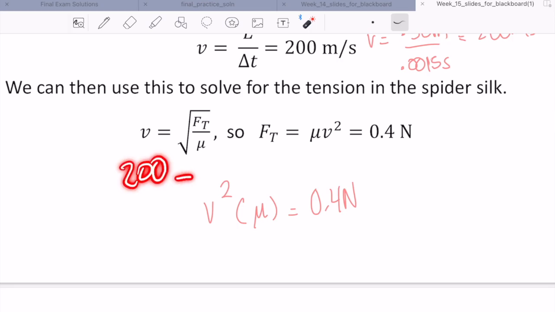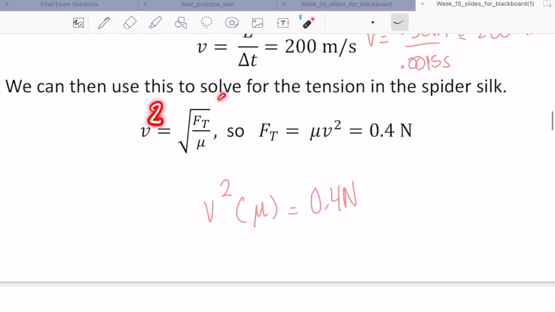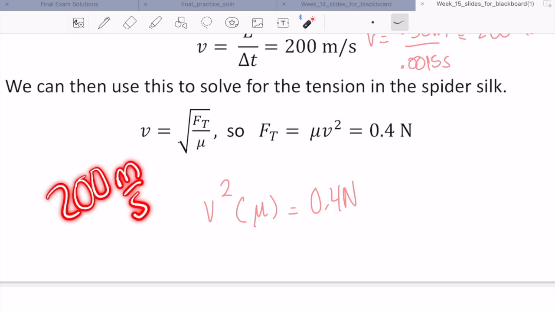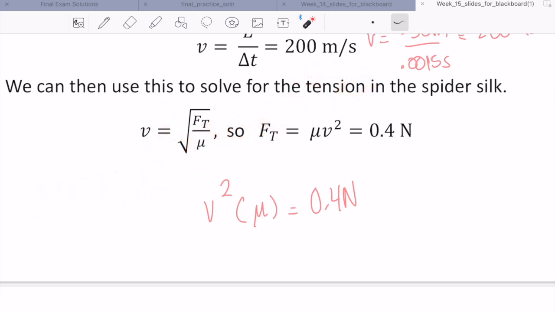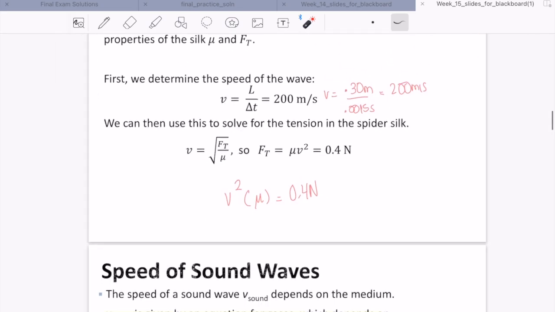200 is equal to the square root of the force of tension divided by the linear density. If we square both sides, we get rid of the square root, and we're just left with v squared times your linear density is equal to your force. And that would just be equal to 0.4 newtons. So you take 200 meters per second, square it, and multiply by your linear density, which was 1.0 times 10 to the negative 5. If you do that, you should get the force of tension. So that's not too bad.